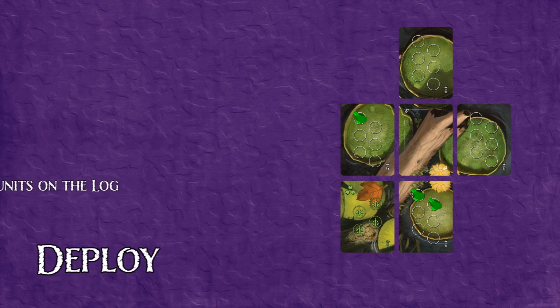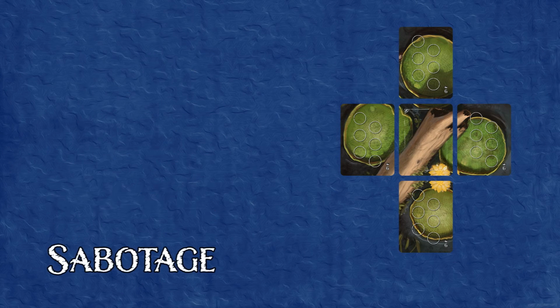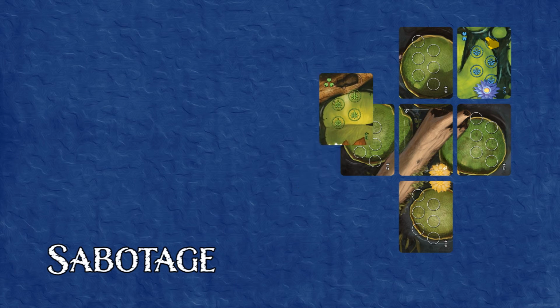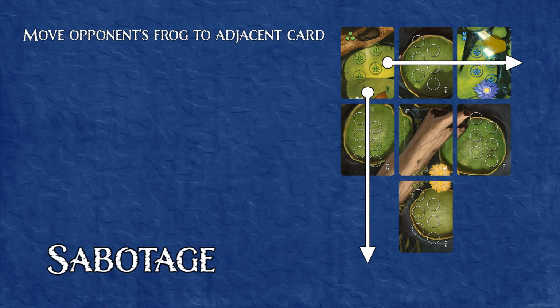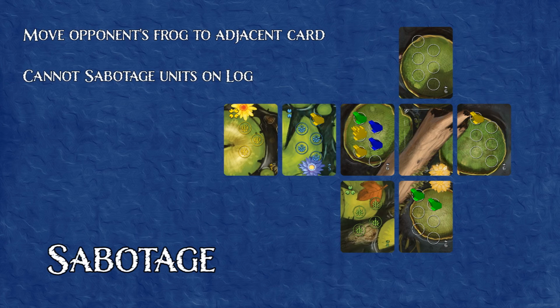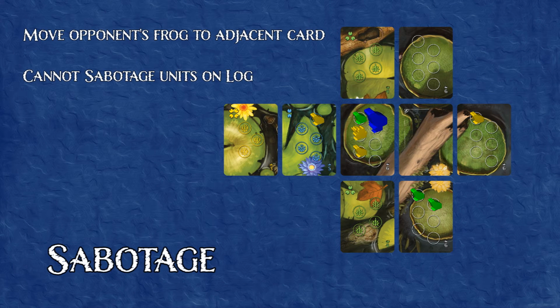Instead of deploying, I can always use my actions to foil my opponent's plans by taking a sabotage action. To sabotage, a player moves an opponent's frog from any card in the same row or column as the card played to an adjacent card. In this example, I choose to sabotage my opponent's frog on this card and move it here for my first action. Then with my second and third actions, I deploy on this card.